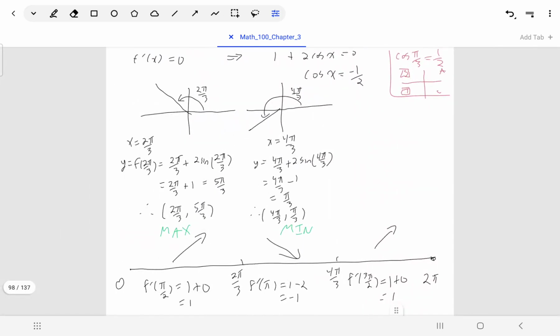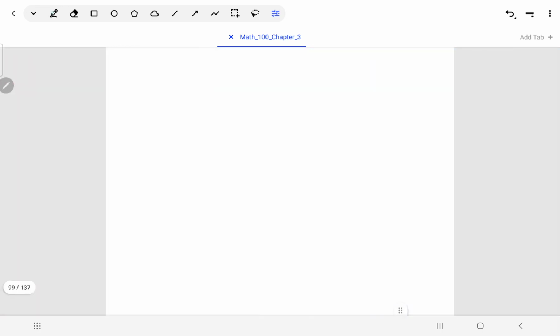So we have the first derivative already done. Our first derivative was just 1 plus 2 cosine of x. So for your second derivative, the derivative of 1 is 0, and the derivative of 2 cosine of x is negative 2 sine x. Of course, f double prime is never undefined, and that's because it's a sine function. This is defined for any x.